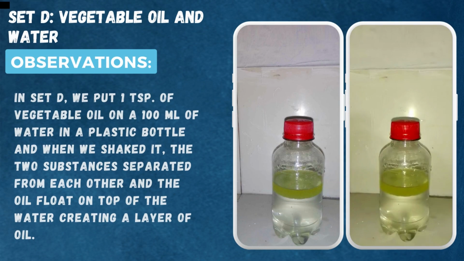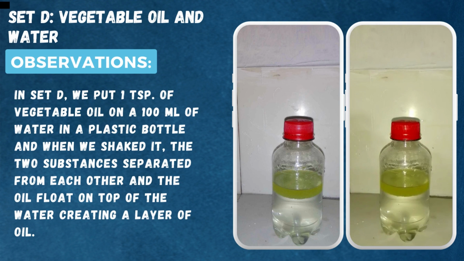In set D, we put 1 teaspoon of vegetable oil on 100 ml of water in a plastic bottle, and when we shake it, the two substances separated from each other and the oil floats on top of the water, creating a layer of oil.